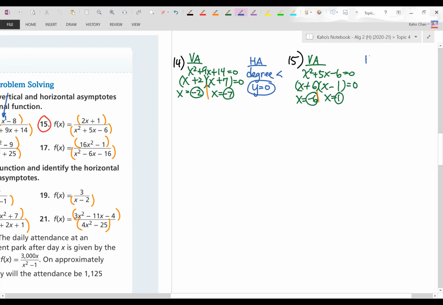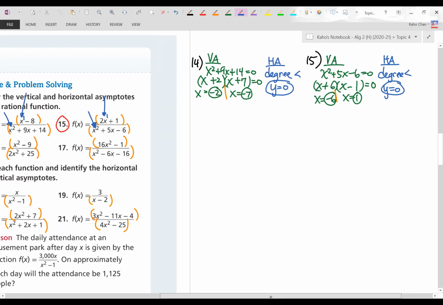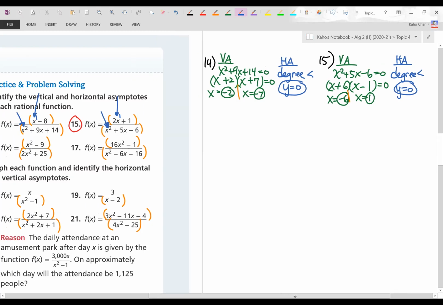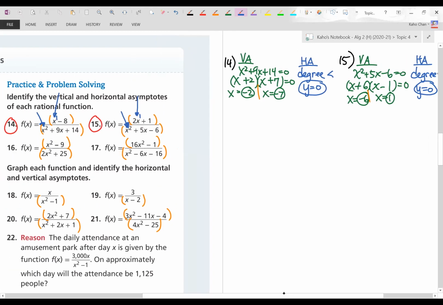Nice. Horizontal asymptote. Let's look at the degree. The degree of the top in number 15 is 1. The degree of the bottom polynomial is 2. We have the same scenario as number 14. The degrees are less than each other, which means automatically y equals 0. Yay! Not too bad, huh? Practice makes perfect. Let's move on to number 16.